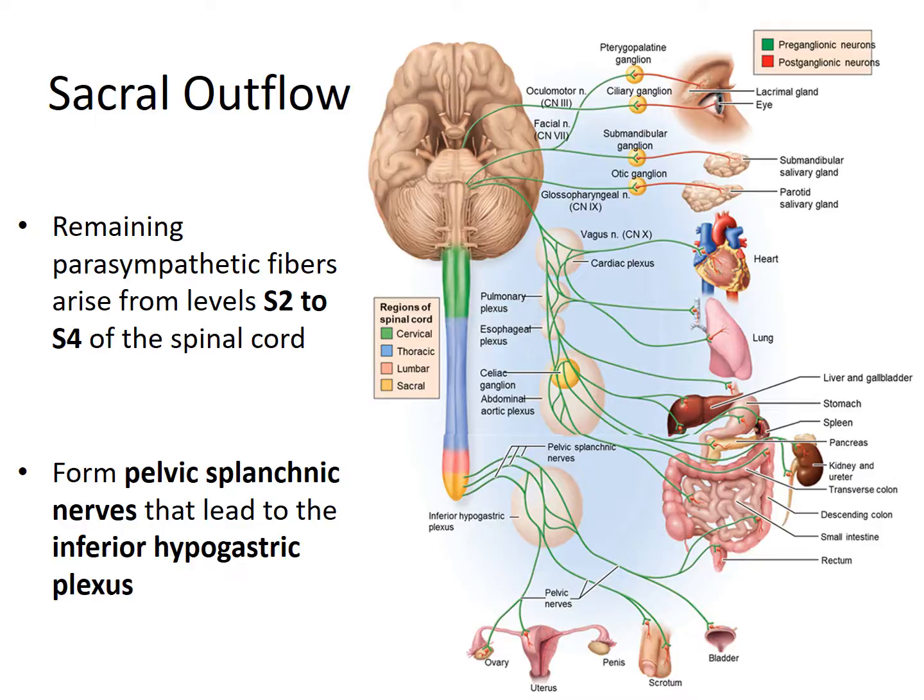The remaining parasympathetic fibers arise from the sacral nerves S2 to S4 of the spinal cord. They will form the pelvic splanchnic nerves that lead to the inferior hypogastric plexus, that then go out to the bladder and the reproductive organs, and the rectum, and part of the large intestines.